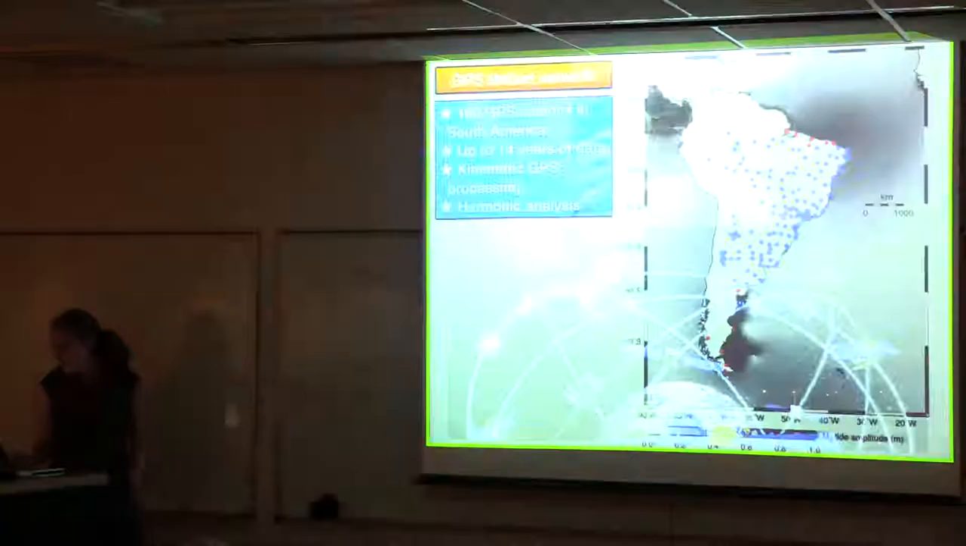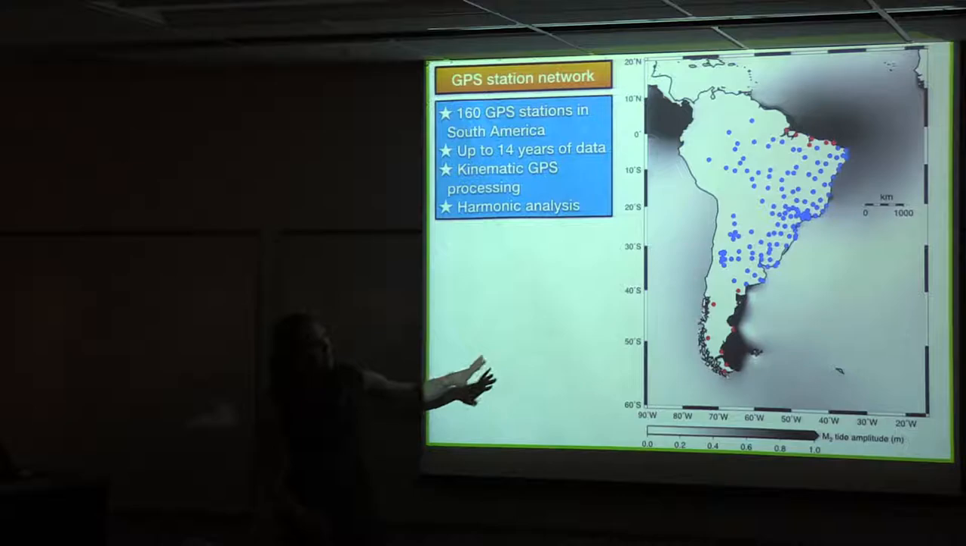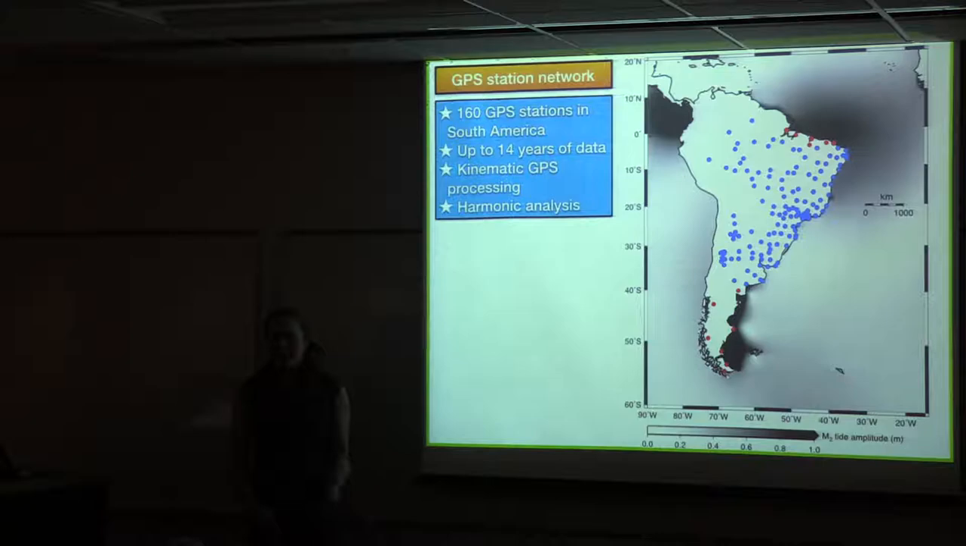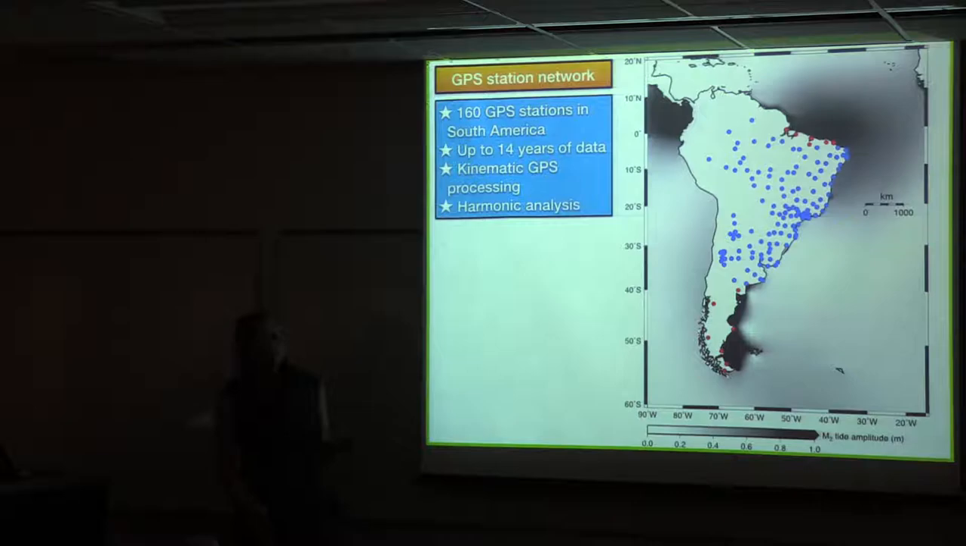So our network consists of 160 GPS stations in South America. These are maintained by either the governments or the militaries of Brazil, Argentina, and Uruguay. For each station, we have up to 14 years of data. The median time series length is about 5 years. So we have long time spans of data from these stations. We process the GPS data kinematically, which means that it's high rate. So we're estimating positions every 5 minutes, usually from 30-second data. And I'll talk about that a little bit more in a bit.